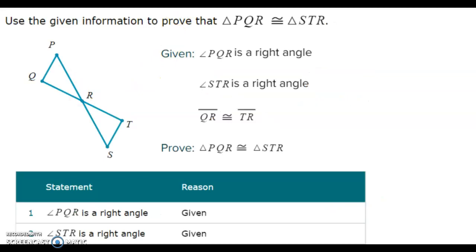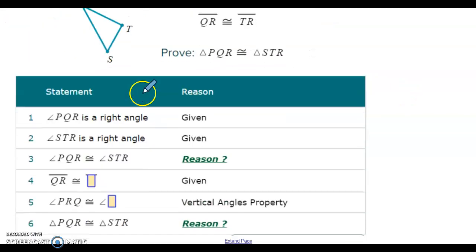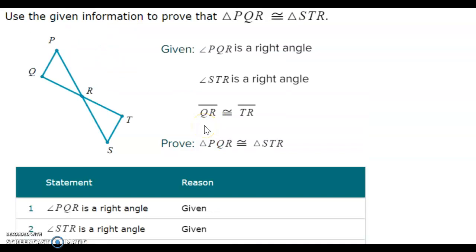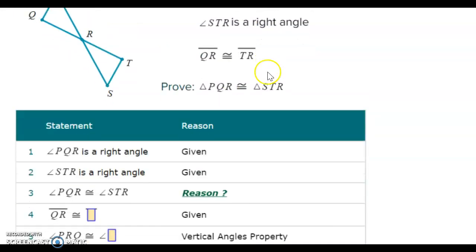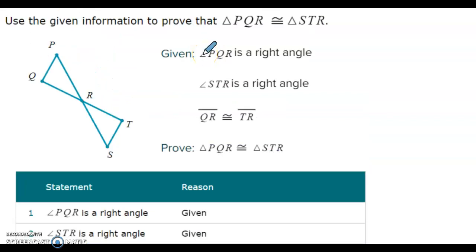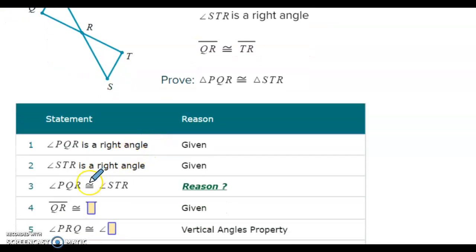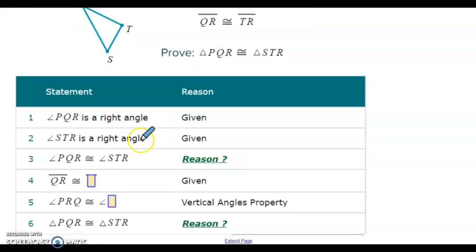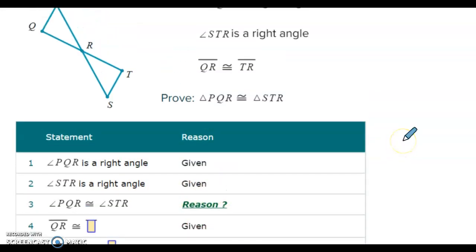Your first couple problems today are going to be where you're just filling in the proofs. So they're giving you that proof mostly filled in, and you're just filling in the pieces that are blank. So we're getting used to seeing these two congruence theorems put to use. You notice the first blank we have here is reason number 3. So they're telling us PQR is congruent to STR. We just have to say why.